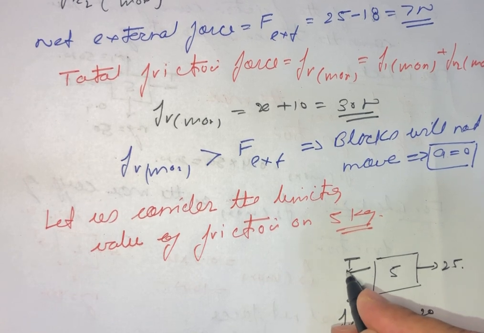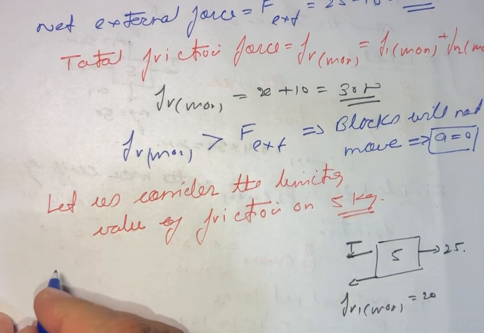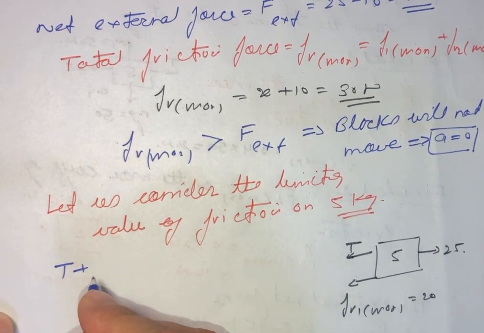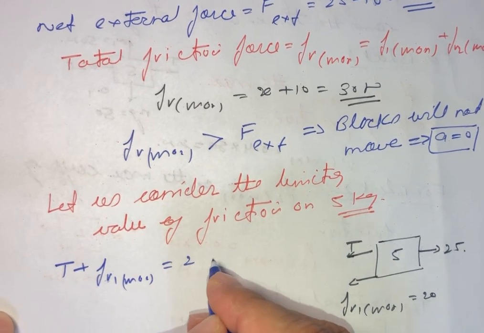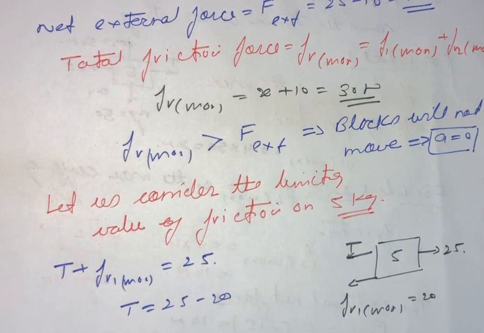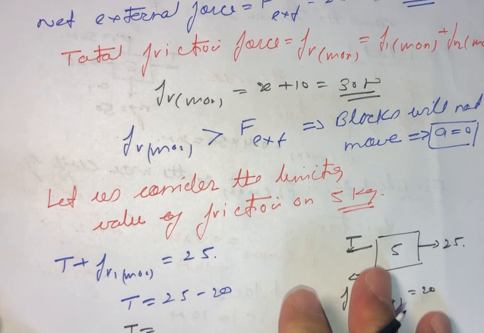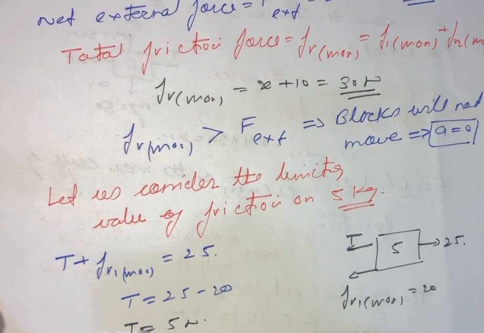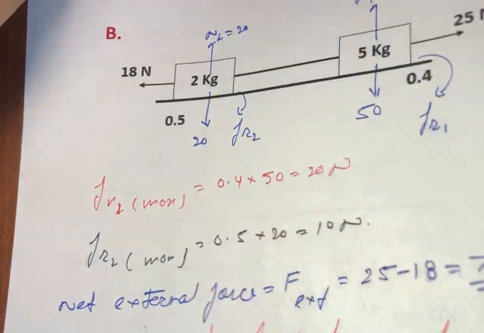and we can say that is tension T. Now we find out what could be our tension T. So we can say that T plus Fr1 max will be equal to 25, and value of T will be equal to 25 minus 20. So we have our T equal to 5 Newton. Now we are going to check whether our assumption is true or not using the second block.